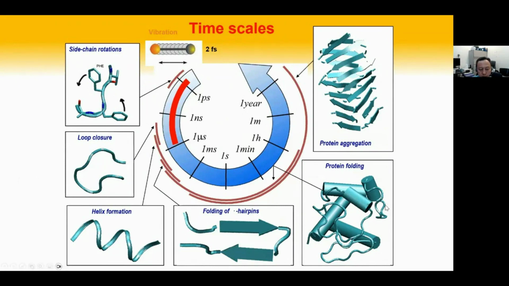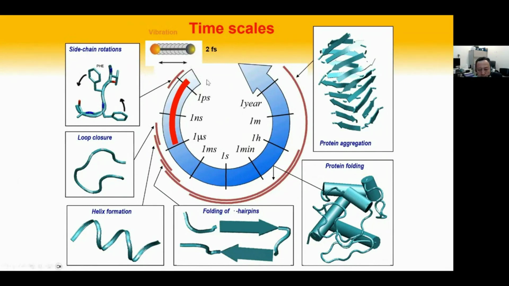Okay, so for molecular dynamics simulation, the time step is critical because we are limited by the fastest motion of the molecular system, which is the vibration. That basically means the longest time step for integrating Newton's equation, we can only pick 2 femtoseconds, which is the period of the hydrogen vibration.